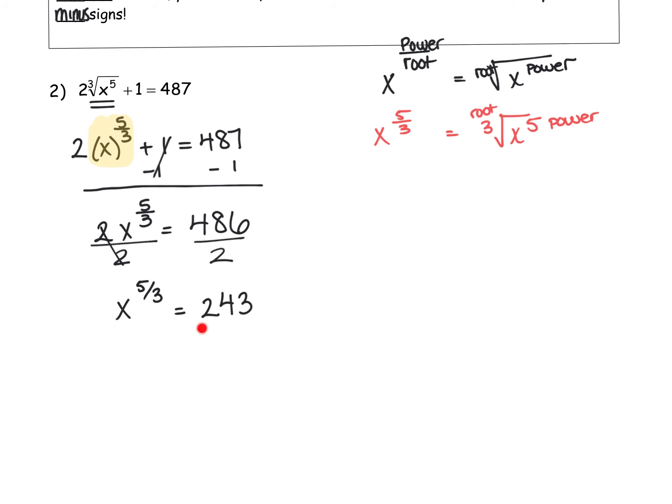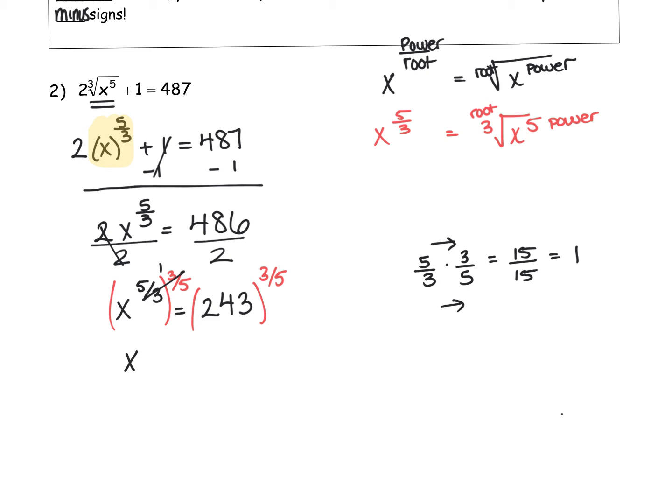So now that we've isolated the x, we can now raise to the reciprocal power. So the reciprocal power of 5 over 3 is 3 over 5. So whatever I do to one side, I have to do to the other. Now remember, when I have an exponent raised to another exponent, the rule is multiplication. So 5 thirds times 3 fifths, when you multiply them, 5 times 3 gives you 15, and 3 times 5 also gives you 15. So when you divide them, you'll get 1. So these cancel to 1. So we have x to the first equals whatever this comes out to.